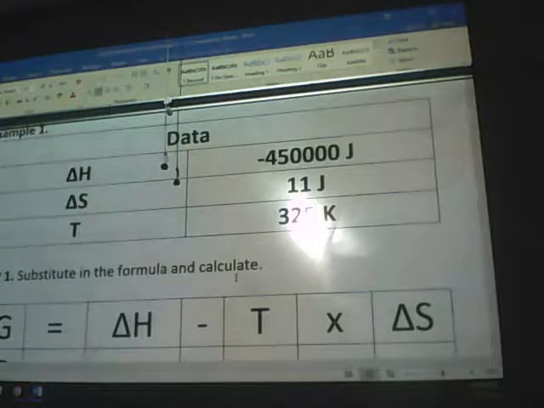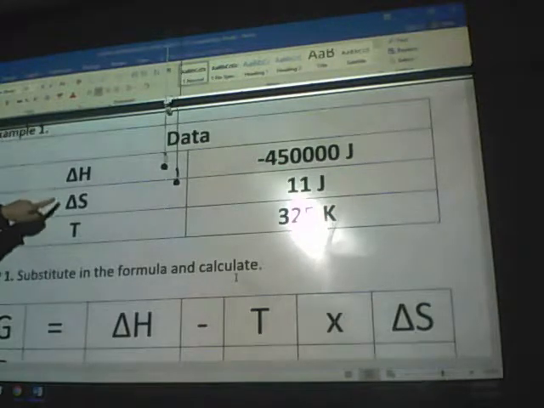Gibbs free energy is a measure of the spontaneity of a reaction. If it's negative, the reaction is spontaneous at a given temperature. And if it's positive, it's not spontaneous, okay? They have to give you three data.